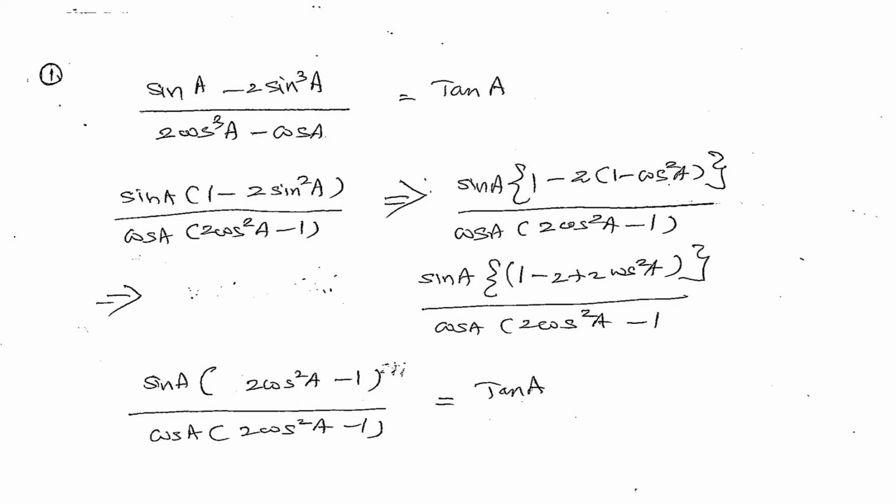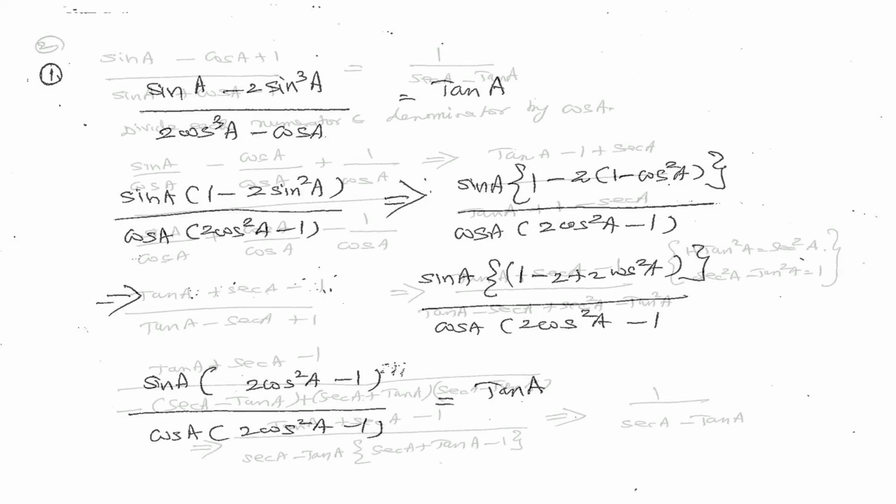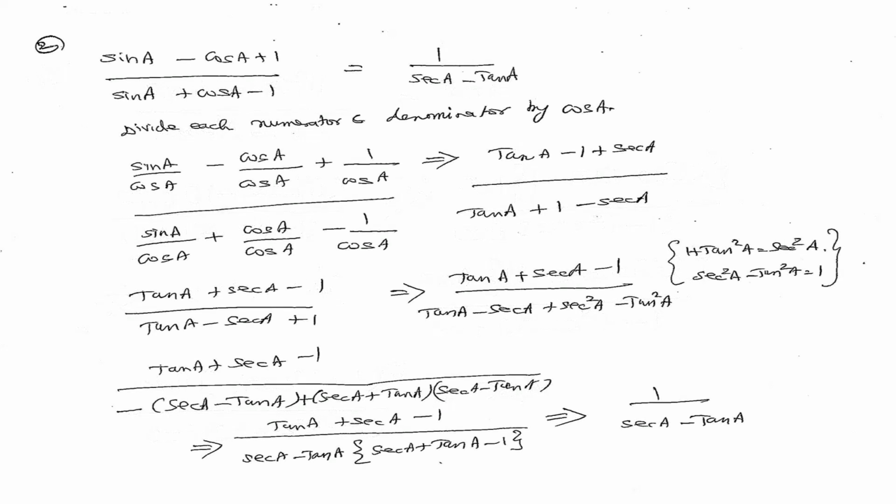And the numerator becomes sin a into (2 cos squared a minus 1) by cos a into (2 cos squared a minus 1). So 2 cos squared a minus 1 in the numerator cancels 2 cos squared a minus 1 in the denominator. Therefore, we have sin a by cos a, which is equal to tan a.